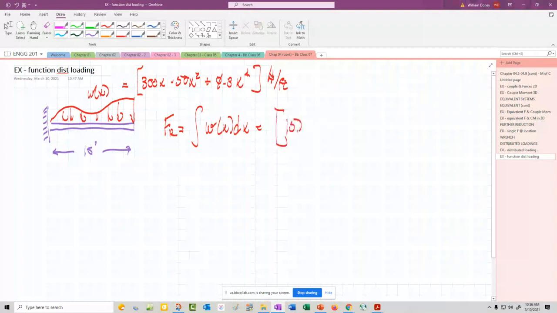That ends up being, if I reorder it, 150 x squared minus 50 x cubed plus 0.3 over 5 x to the fourth. And we're going to evaluate that from 0 to 10 because that's the entire length, right? That's going from 0 to L. If we do that, we get 4330, or you can check that offline. Now we want to use that resultant force times some distance equals the resultant moment. We just found that as that.